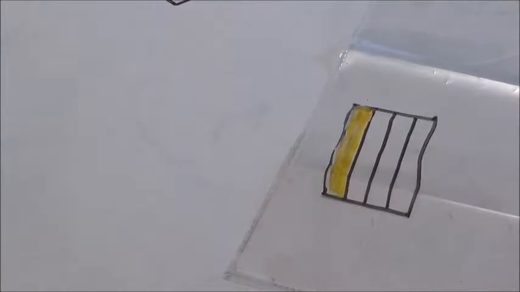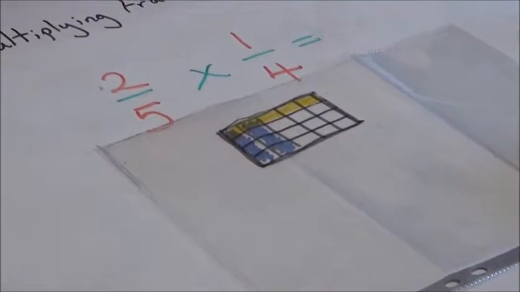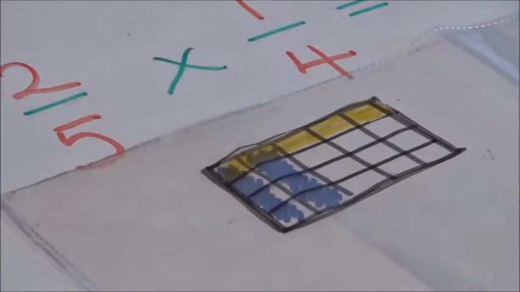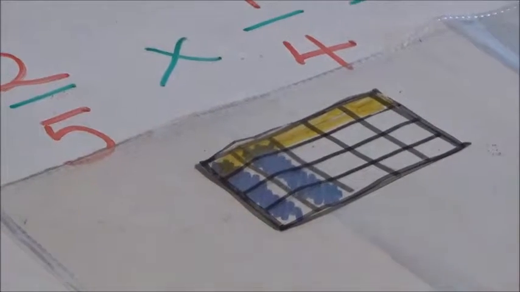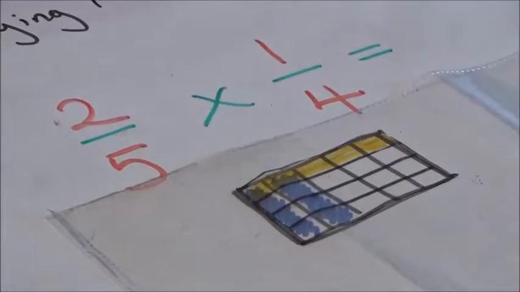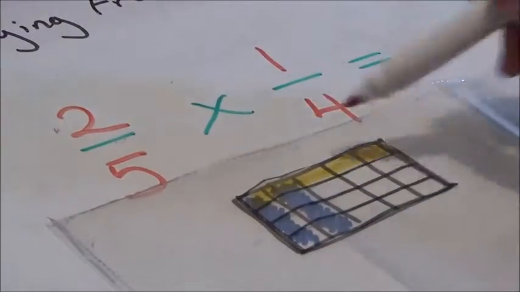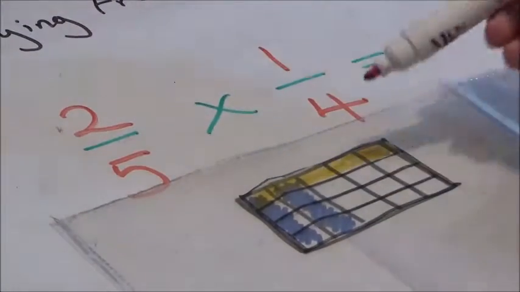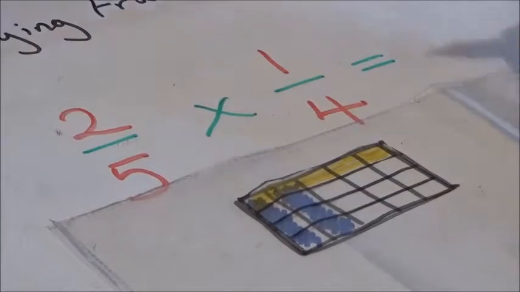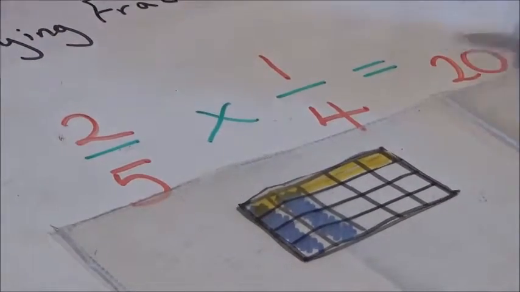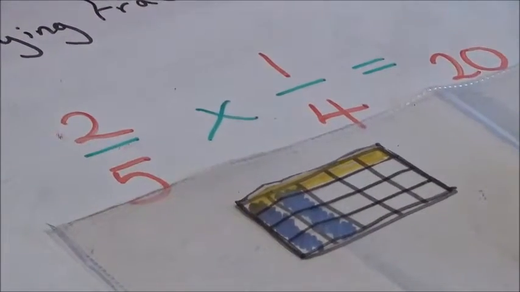Okay, so I'm going to put this over the top and you see a lovely grid pattern going on here, and we can see that the total number of pieces for our new fraction is going to be 5, 10, 15, 20. 20 pieces to make a whole.